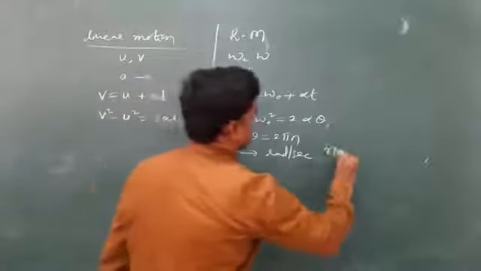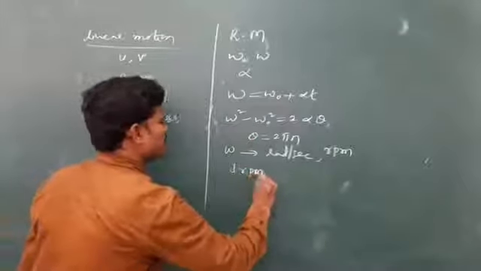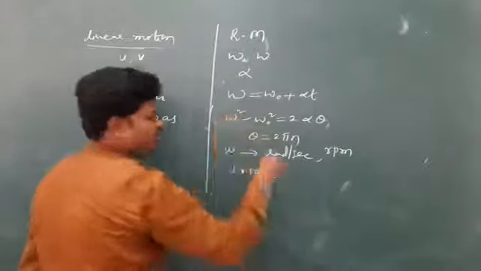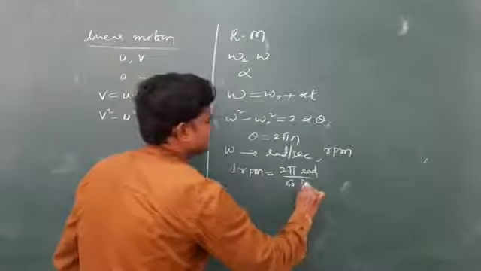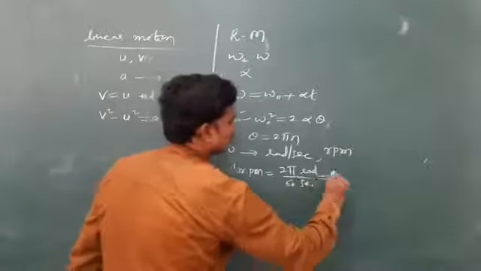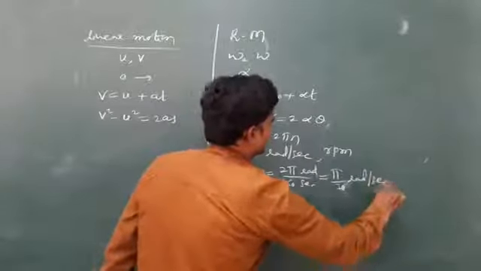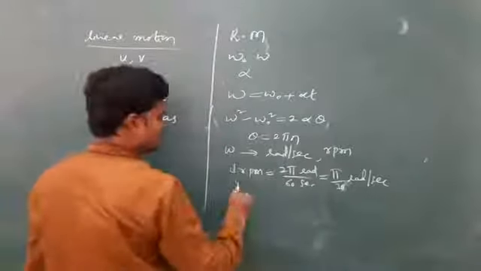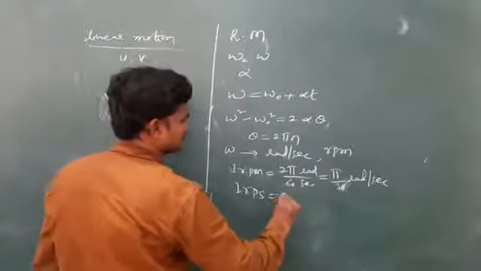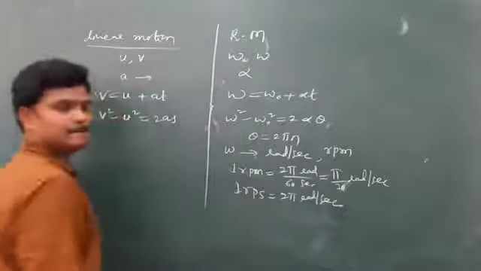Sometimes they may give RPM. I think you remembered, 1 RPM is 1 revolution per minute. 1 revolution is nothing but 2 pi radian per minute, 60 seconds. So 1 RPM value is pi by 30 radian per second, that you covered in circular motion. Sometimes they will give RPS: 1 RPS is 2 pi radian per second.